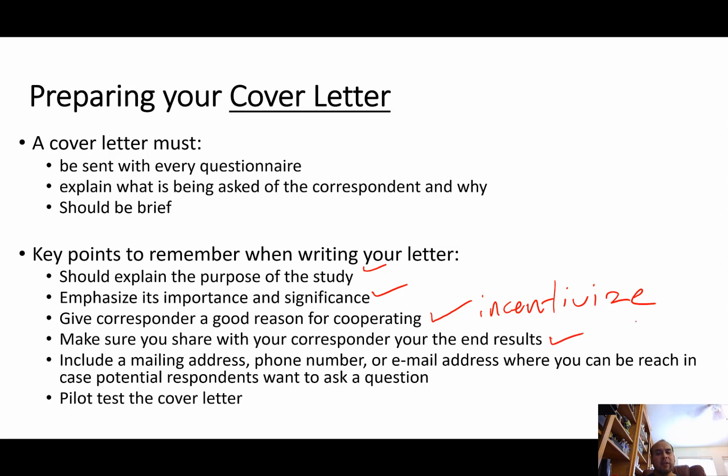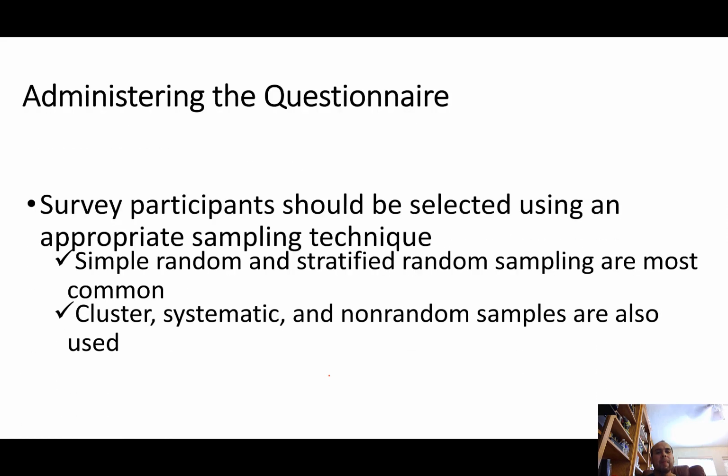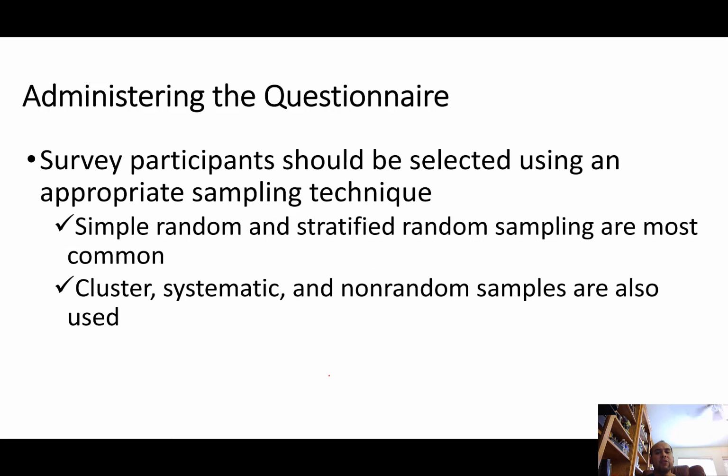Okay. Include the mailing address, phone number, and email of who you are so that they can reach you in case they have any questions. And make sure to test pilot the cover as well by sending it to colleagues and peers.